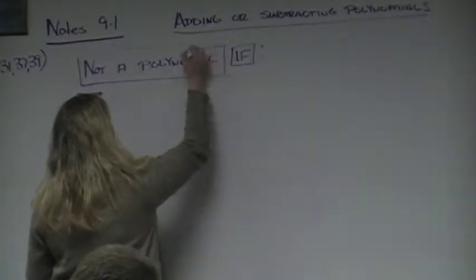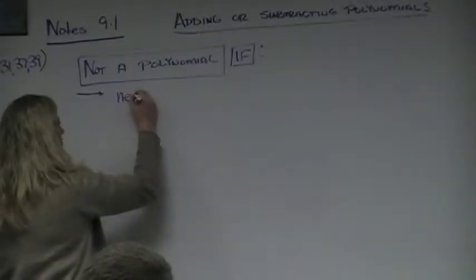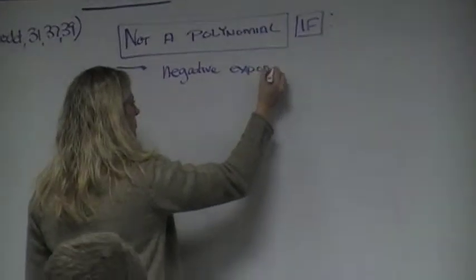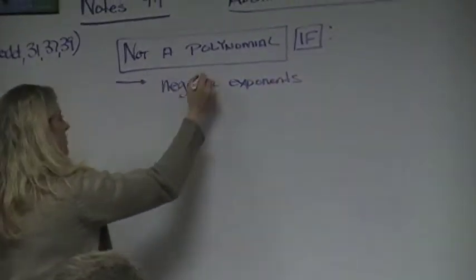Okay, you got two things, guys. It is not a polynomial if these two things happen or occur. If you have negative exponents, is it a polynomial? Nope, it's not. Okay?